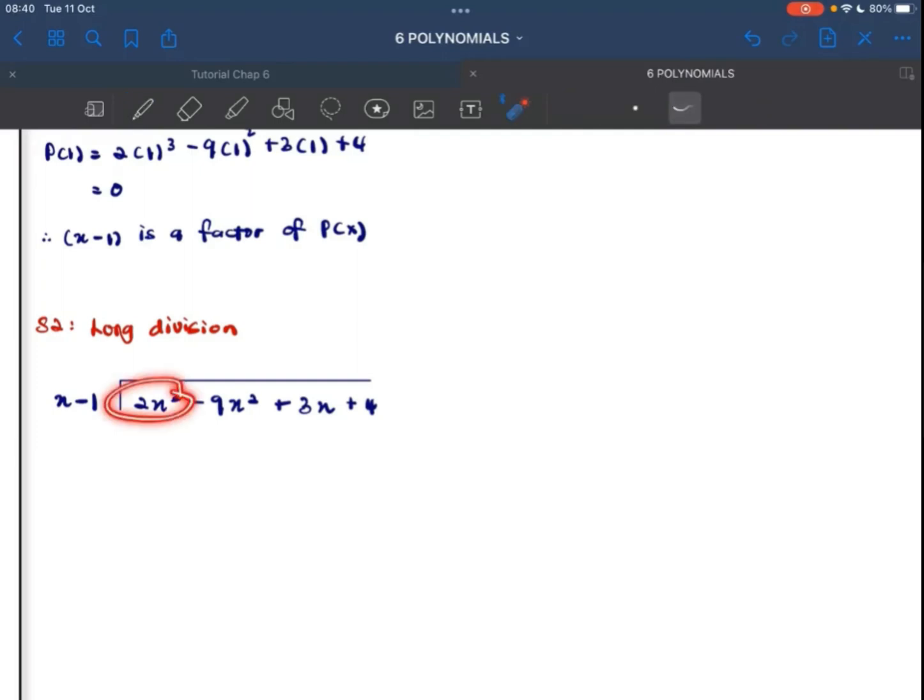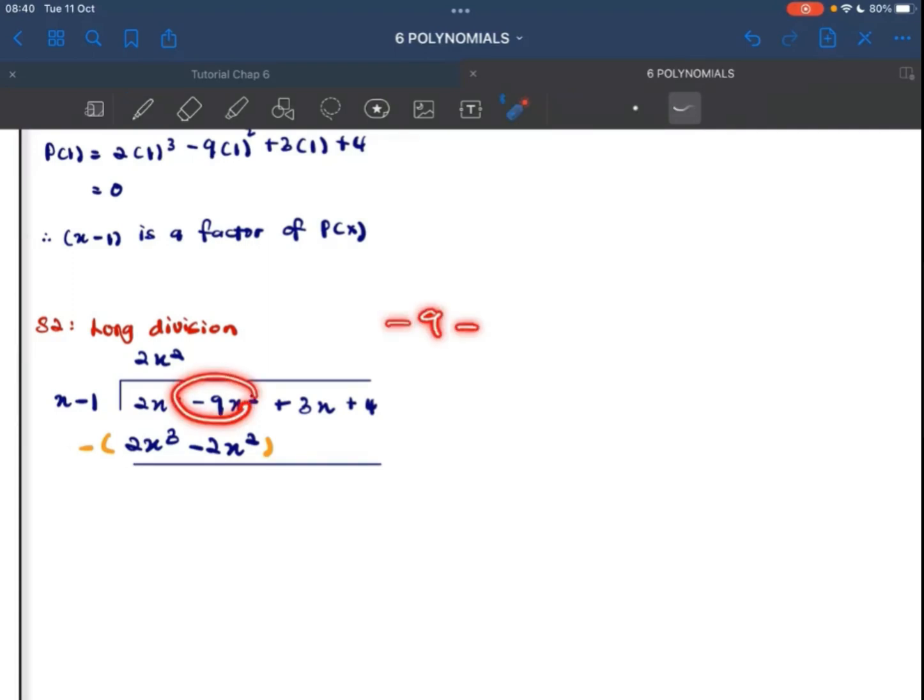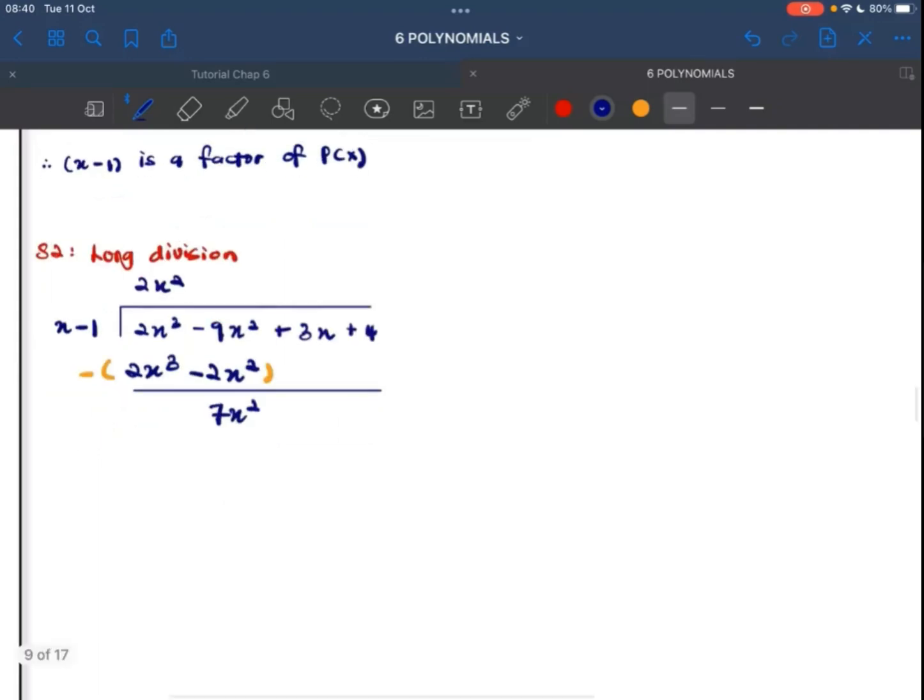So 2x cube divided by x, we have 2x square. Then multiply back: 2x square multiply by x, we have 2x cube. 2x square multiply by 1, we have negative 2x square. Don't forget the minus bracket. So 2 minus 2, 0. Negative 9 minus negative 2, negative 9 plus 2, negative 7x square. Then bring down the rest, plus 3x plus 4.